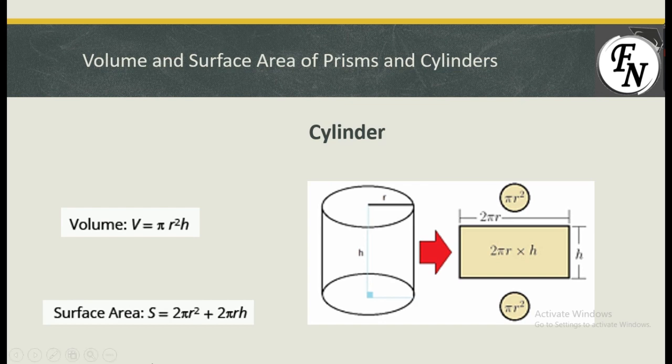And when we talk about surface area, we split this diagram into parts, calculate the areas of all the shapes, and add them up to obtain the surface area. So these are the basic formulas we will be using in this topic, and then we will be calculating the volume and surface area. So let's begin with some questions.